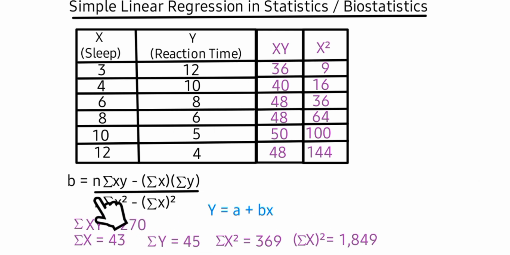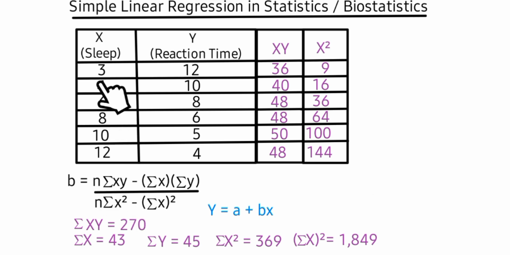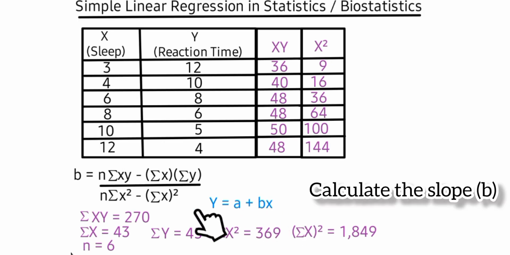Let's not forget our n. n means the sample size. Remember the question said we have 6 participants, that is 1, 2, 3, 4, 5, 6. Now let's calculate slope b by substituting all these values into our formula.